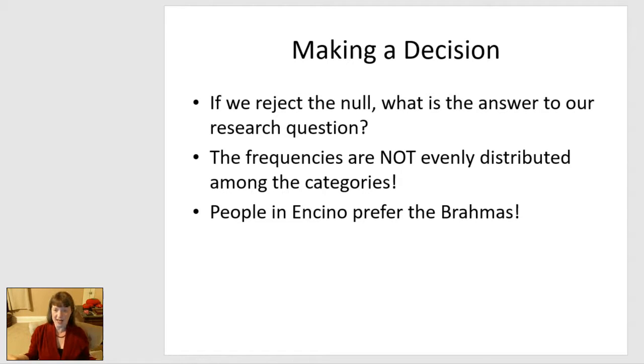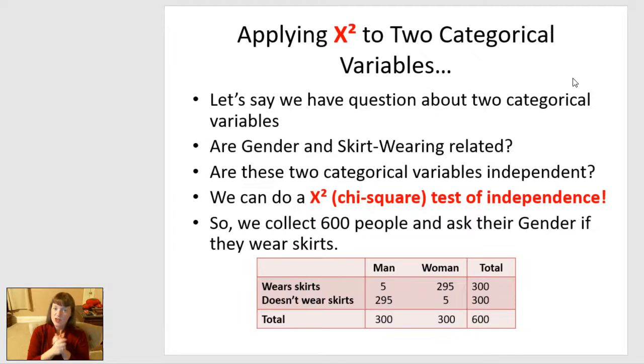And you can do that test with any number of categories where you ask the question, are the number of people evenly distributed among all these categories or not? That's the idea. So that was the chi-square goodness of fit test.